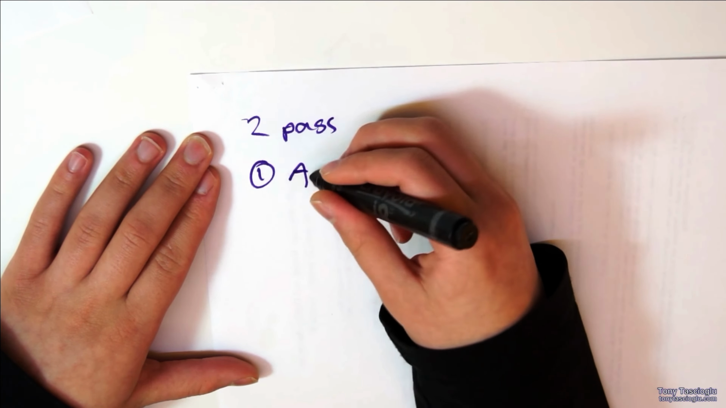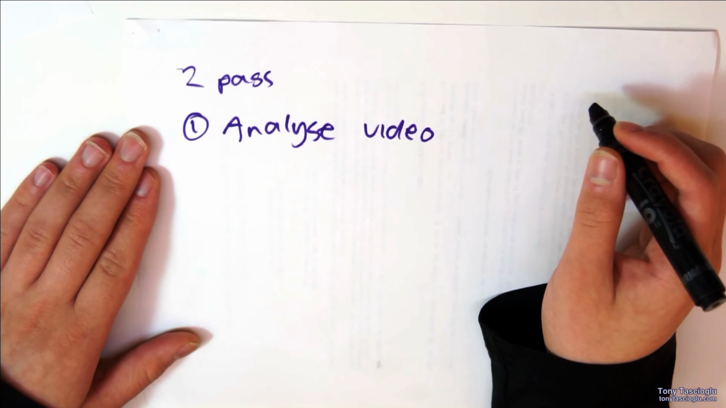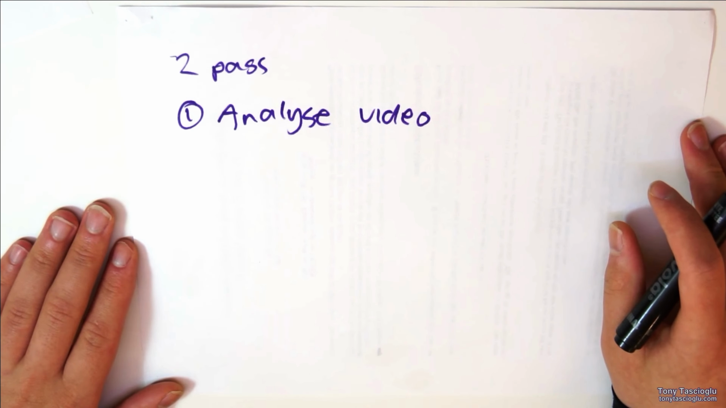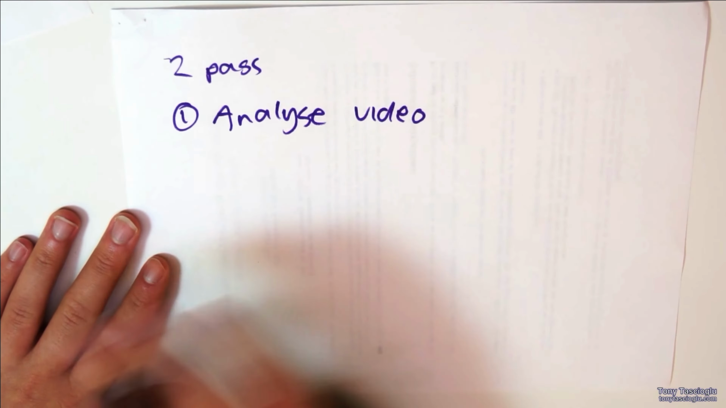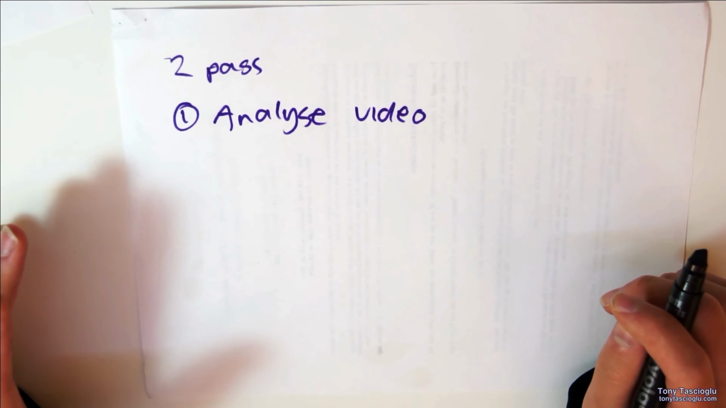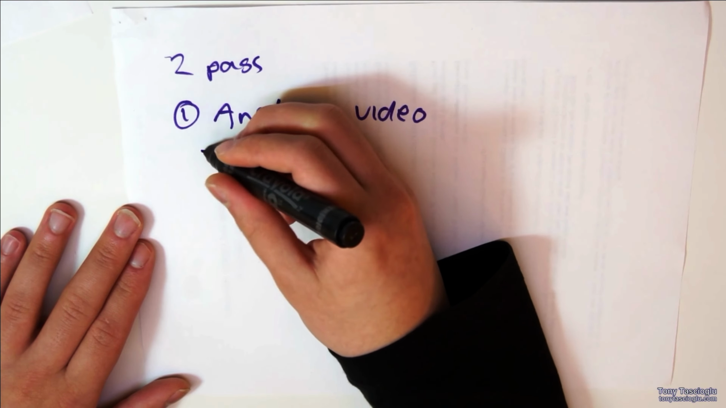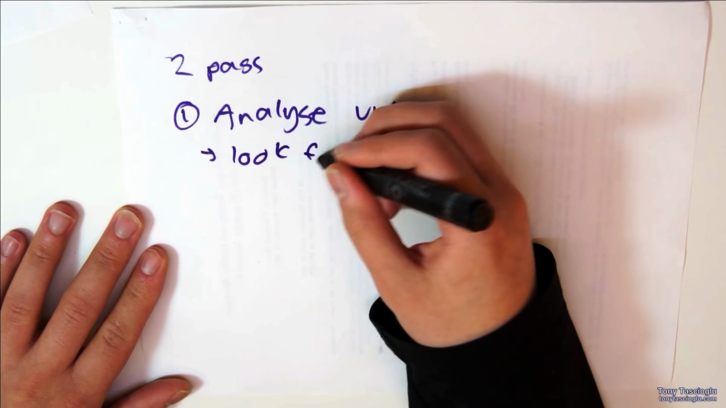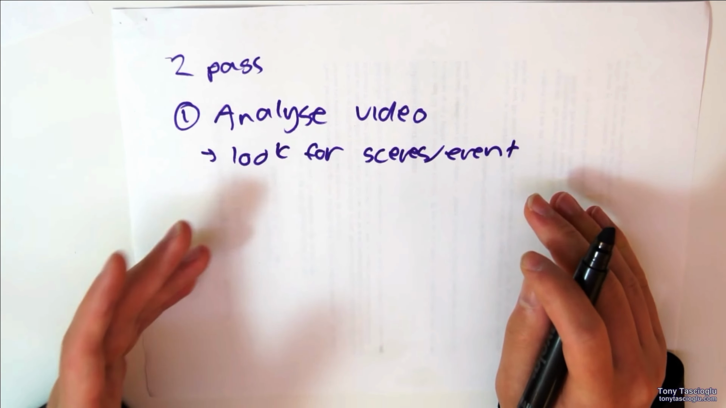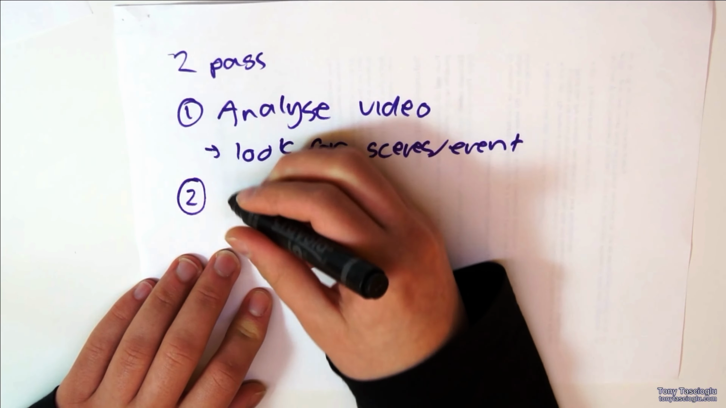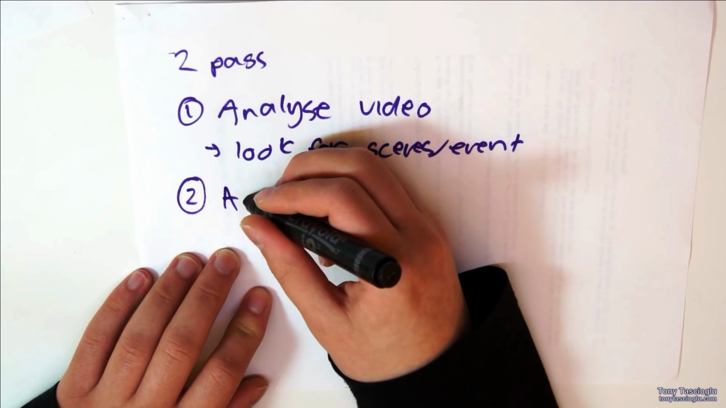So our first pass, we're going to analyze the video. What does this mean? Just like how CRF looks for the video complexity as it runs, we're going to run through the video and analyze it to see which scenes, so we're going to look for particular scenes where we might need to allocate more bits. And in the second pass, we're going to adjust the bitrate.